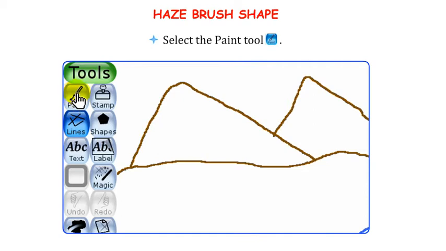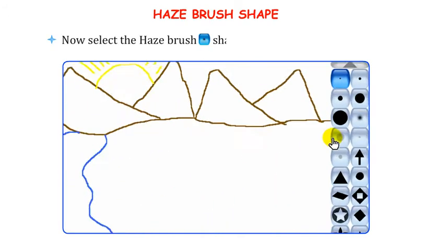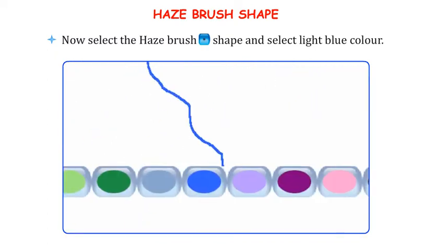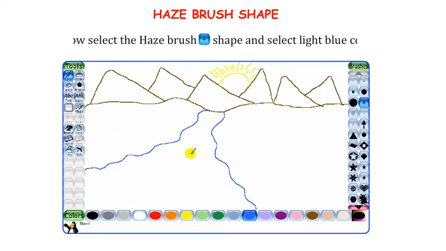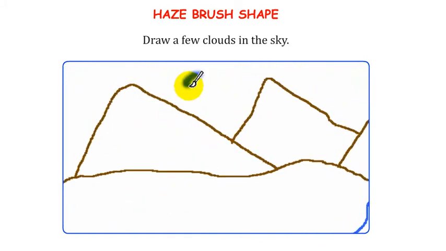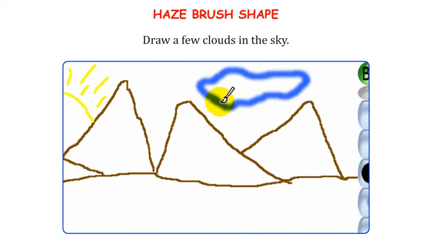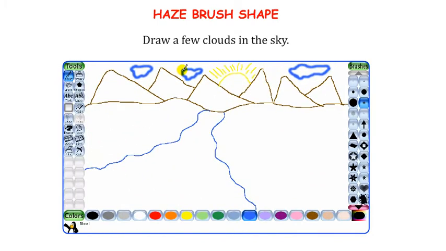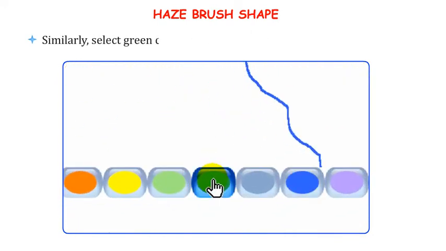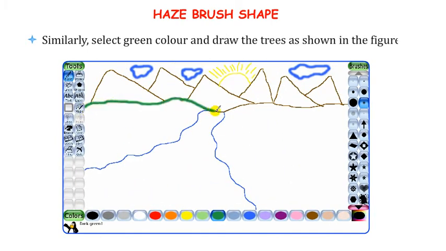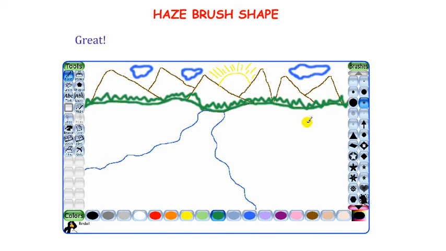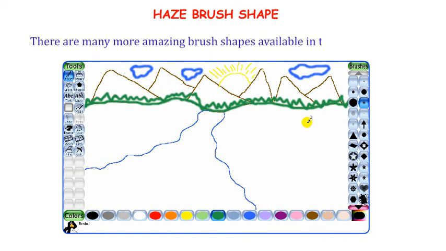Select the Paint tool. Now select the HAZE brush shape and select light blue color. Draw a few clouds in the sky. Similarly, select green color and draw the trees as shown in the figure. Great! We have learned how to use the HAZE brush shape. There are many more amazing brush shapes available in the SUB-TOOLBOX.